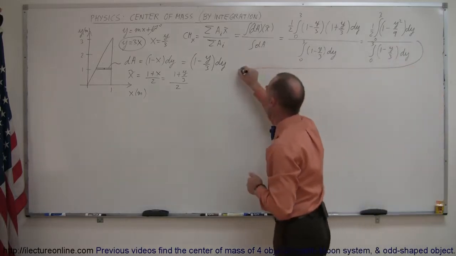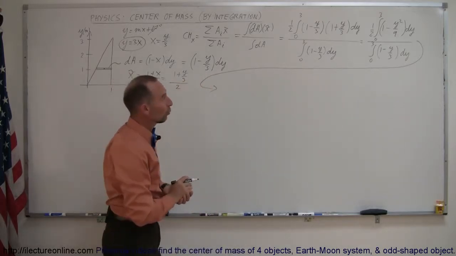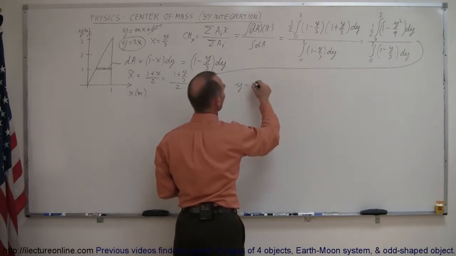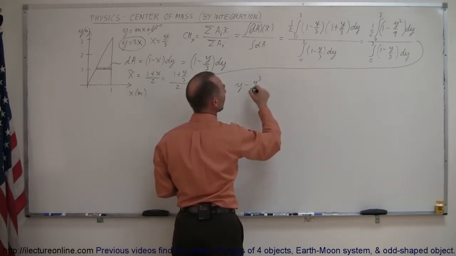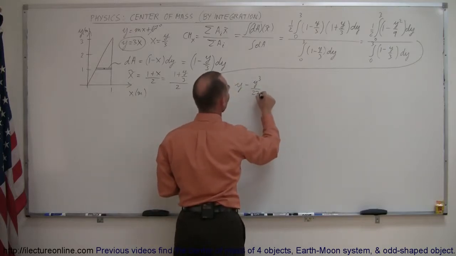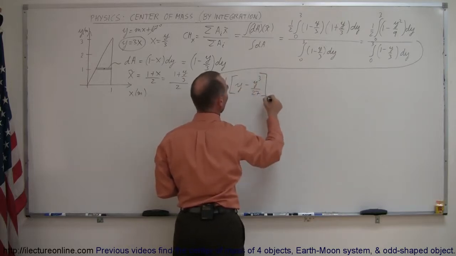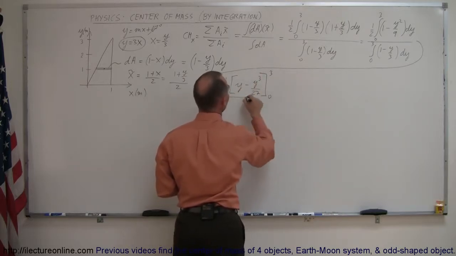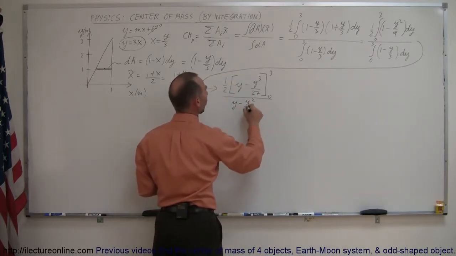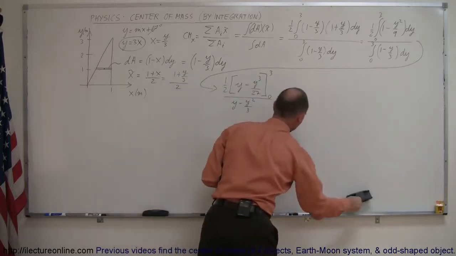And now I'm ready to integrate this. So now I'll come over here and do the actual integral. So the integral of 1 dy is simply y, and the integral of y squared over 9 is y cubed over 3 times 9, which is 27. I still have the 1/2 in front. I can't forget about that. And I have to evaluate from 0 to 3 and divide that by the integral in the denominator, which is y minus y squared over 3 times 2, which would make it 6.